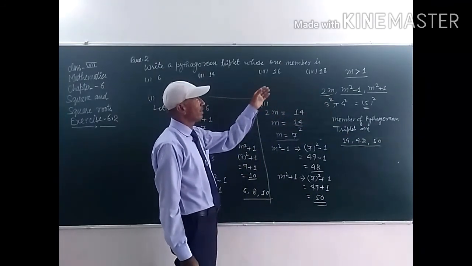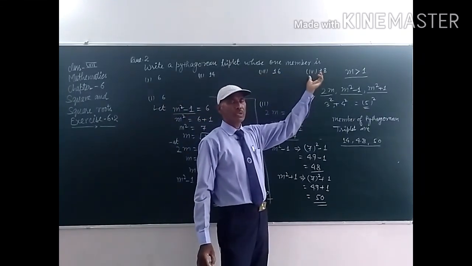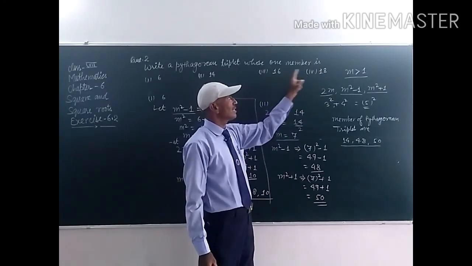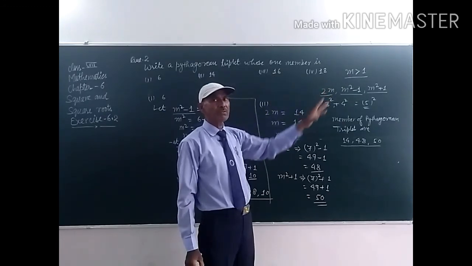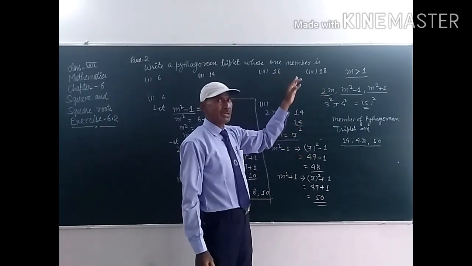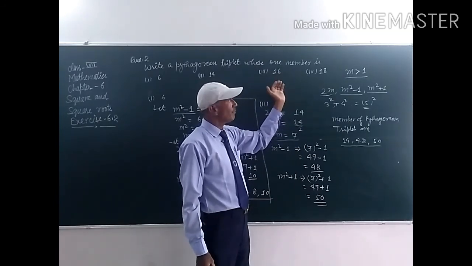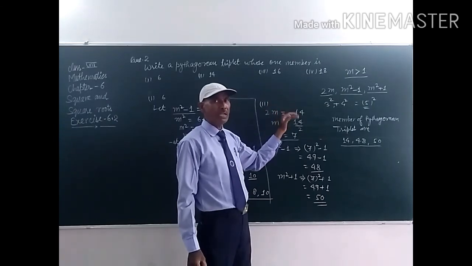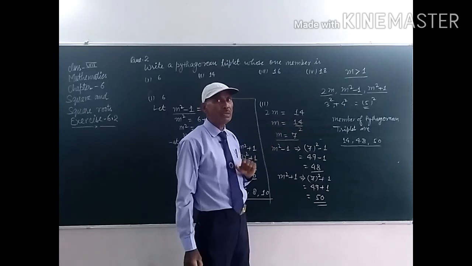And the remaining part number 3 and part number 4, you have to do yourself, student. In these two cases, these numbers are even numbers, so you have to take 2m is equal to 16, so the value of m will be a natural number. After that you will find m square minus 1 and m square plus 1. These will be the members of the Pythagorean triplet.